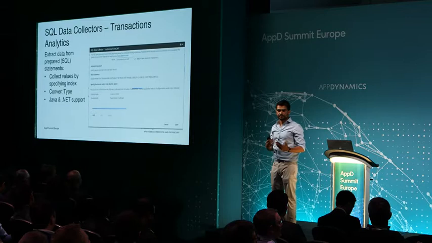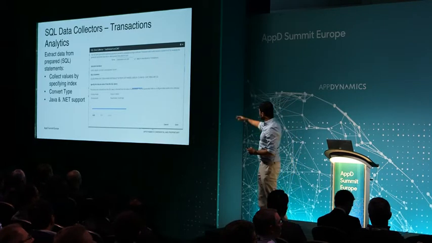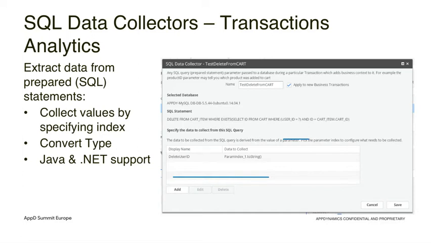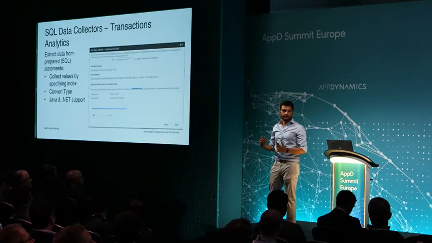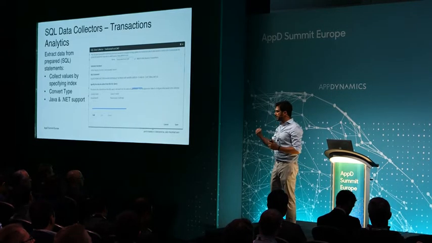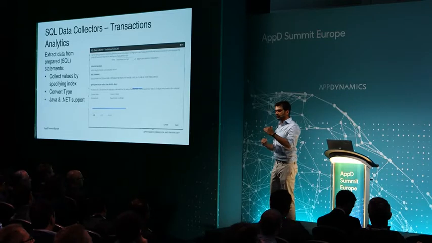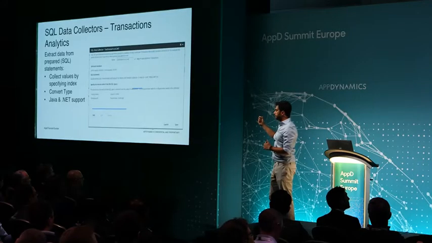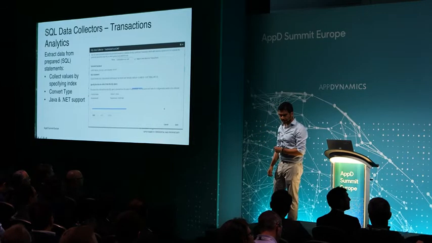We capture SQL statements in your transaction snapshot, so you can right-click and say, start collecting the user ID from here or the cart ID from here. Or you can go into the data collection method and set up a data collector. We will show you the list of all the databases in your environment. You can pick a database. We will show you all the SQL queries that we've seen being executed against that database. You can pick one or more of those SQL queries, and then you can specify an index of the parameter you want to collect, and we'll start collecting that. And I'll walk you through a demo of that.